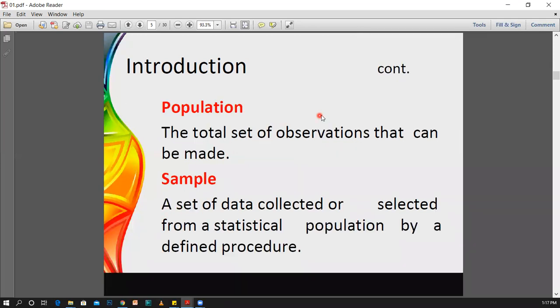When we look at statistics, we have to be familiar with some wordings. You have to be familiar with these terms actually. Now we will go through them one by one. The first term is population, the total set of observations that can be made.